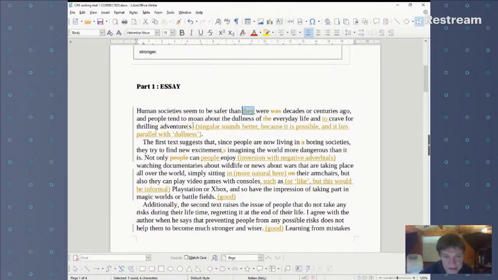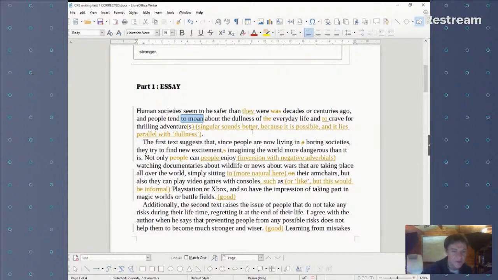Okay, and people tend to moan about the dullness of everyday life. Now, yeah, everyday life, we don't mean a specific form of everyday life. So it can't be the everyday life. It must be without an article. Now, I also recommend adding a to in here. And I hope you can see it's all because of parallel structure.